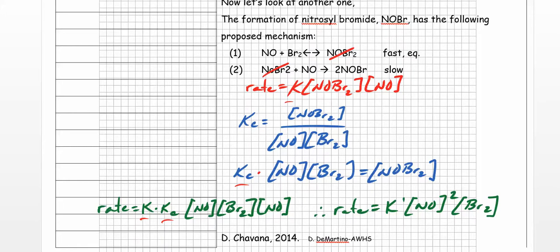So here's that part right here, right? But don't forget the other NO right there. So that NO has to be included as well. So I'm going to consolidate everything, and I'm going to write the rate law as rate is equal to k times Kc, remember, is just a constant. I'm going to call it k prime times [NO] squared times [Br2], and that, my friends, is the rate law. All right?